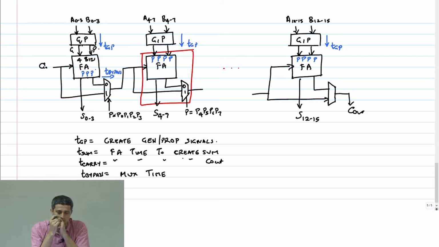A0, can it be in propagate mode? Why? Yes, if the A0, B0 adder happens to be in propagate mode, then this signal will go high and bypass the carry in. Therefore, that cannot be in the propagate mode, that has to be in generate mode.